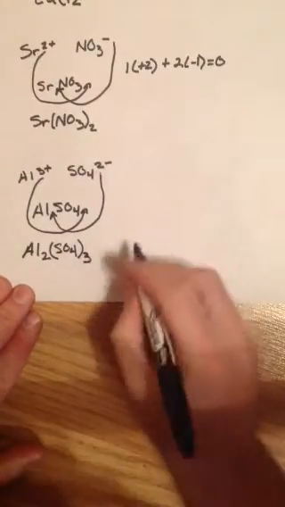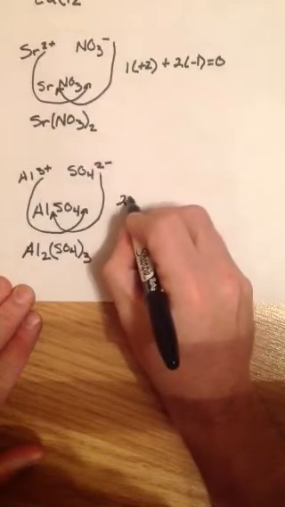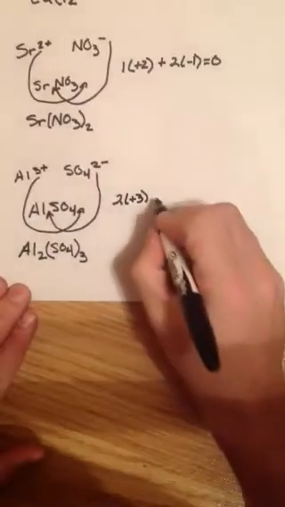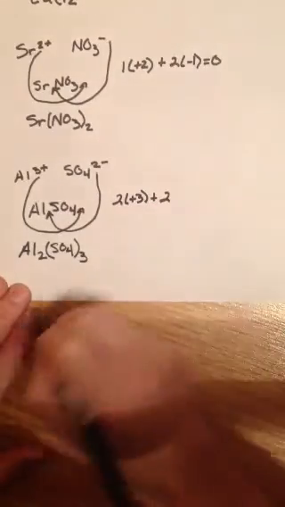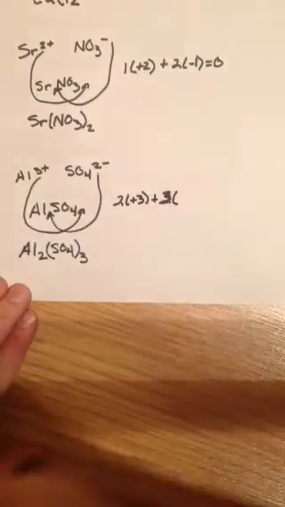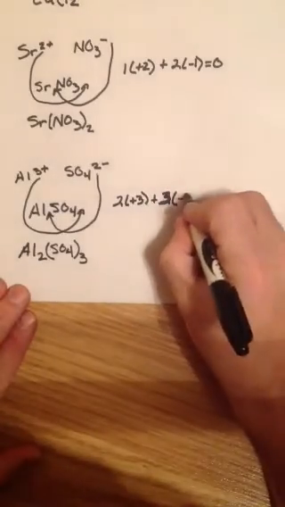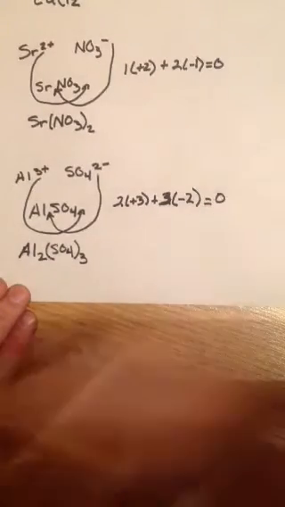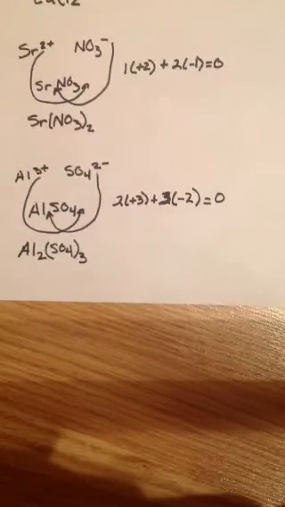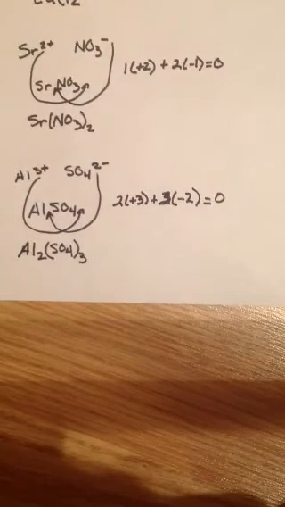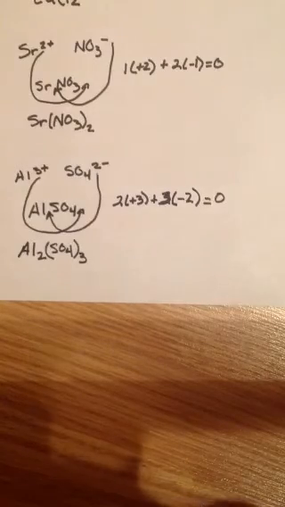Again, if I check their charges, I have 2 aluminums, each with a +3 charge, plus 3 sulfates, each with a -2 charge. When I add those up, they add up to be 0. So what we have now is a neutral compound, which is what we want. And this is how we make chemical formulas from ions.